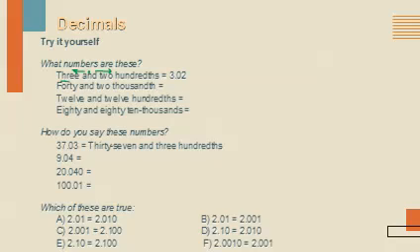What do I have in the whole part? I have 3. So this is 3 point. They said that we have 2 hundredths. So the only thing that I have is 2 in the hundredths. So 0 is the tenths, or the tenths digit is 0.